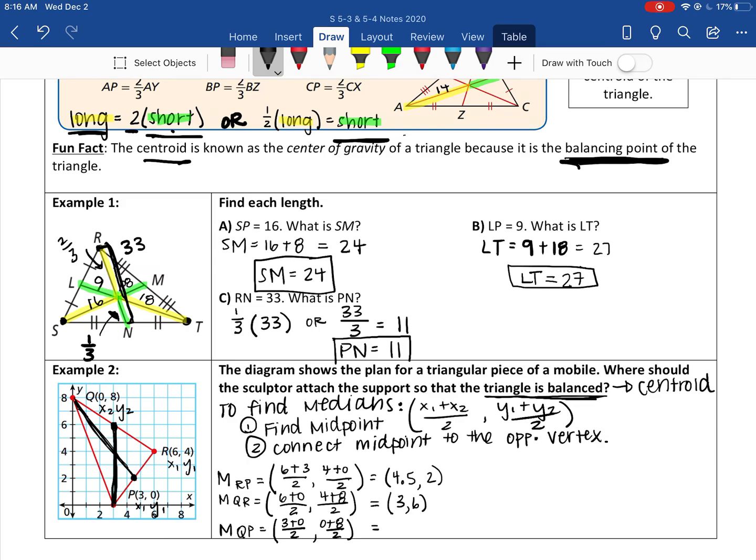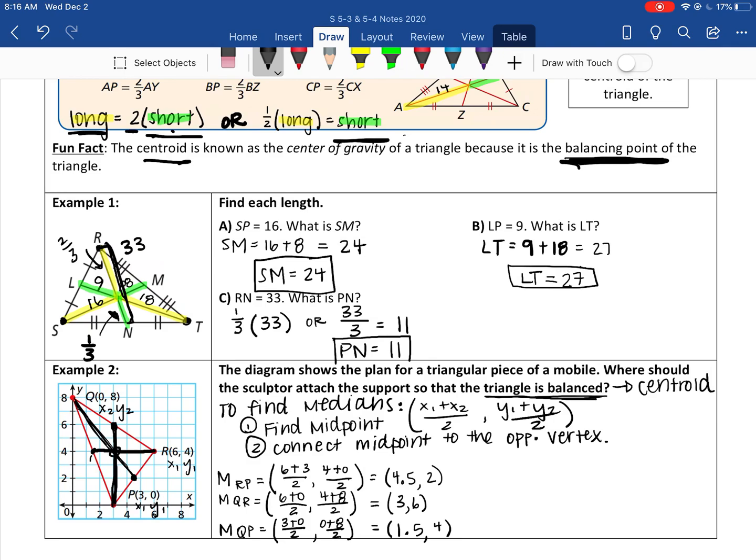So 3 plus 0 is 3. Divided by 2 gives you 1.5. And 0 plus 8 is 8. Divided by 2 is 4. So 1.5, 4 is up here. Connect it to your opposite vertex. And it goes right through there.